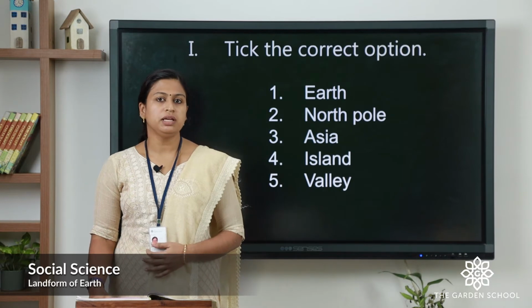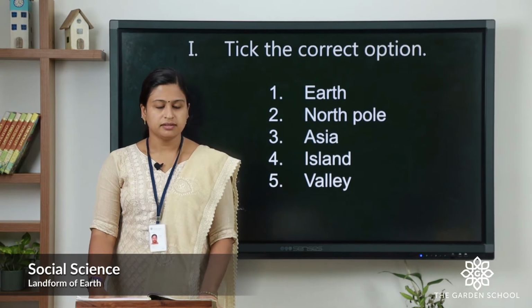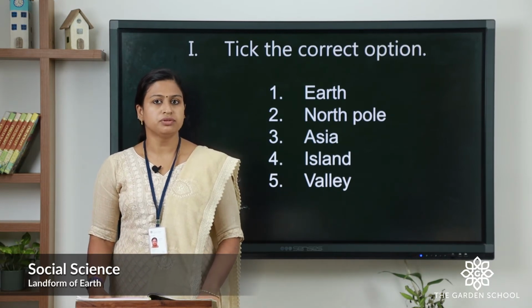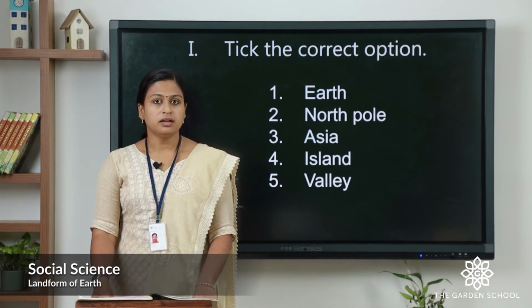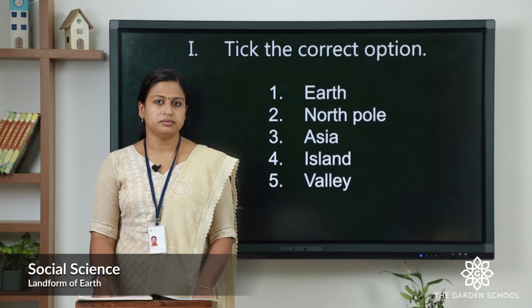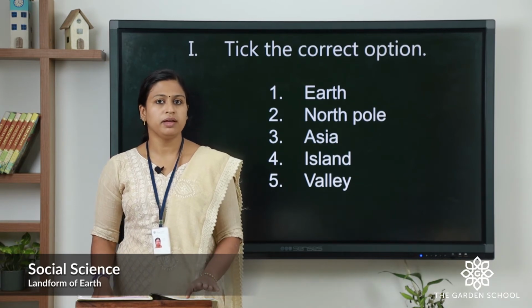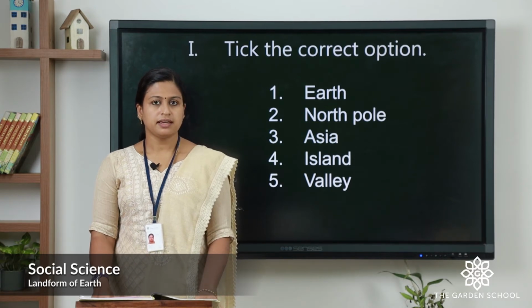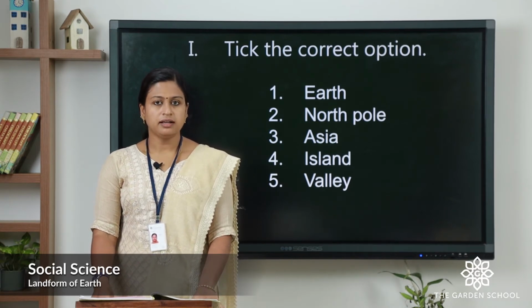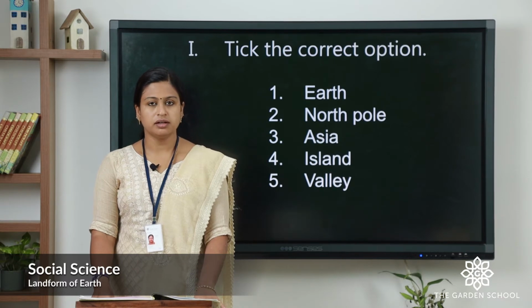Now let's move to the second exercise. Here you have to write true or false. The first one is, the earth resembles an apple. You have to mark whether it is true or false. Second, land covers most of the Earth's surface.